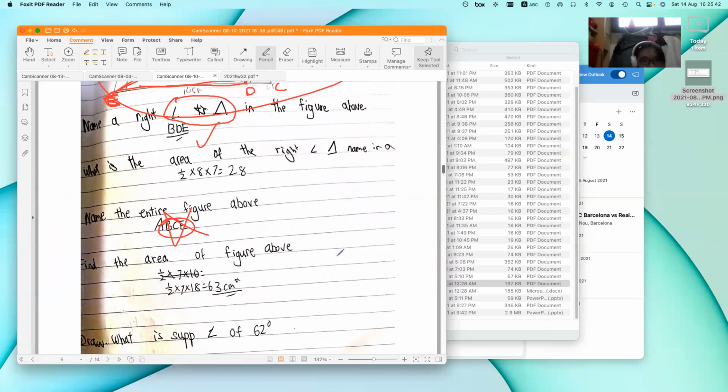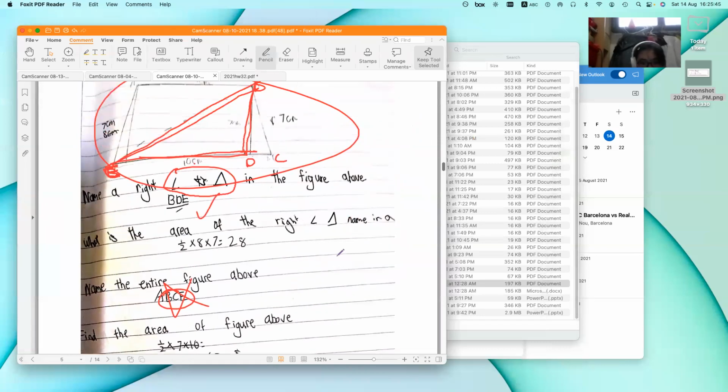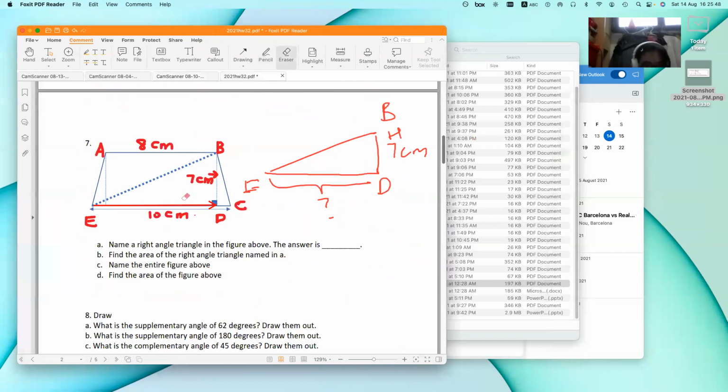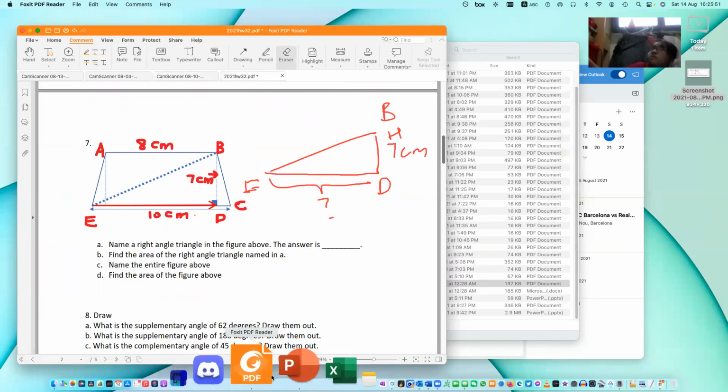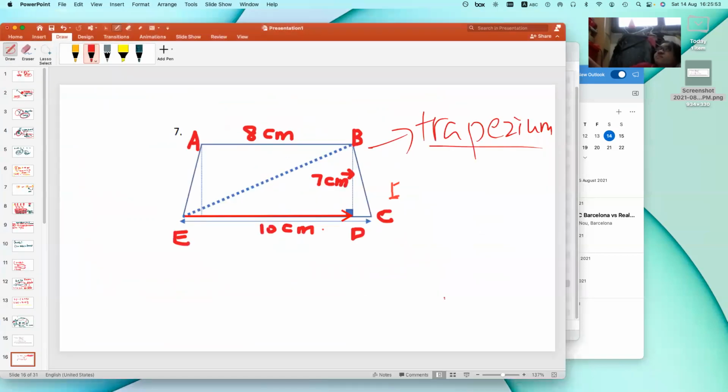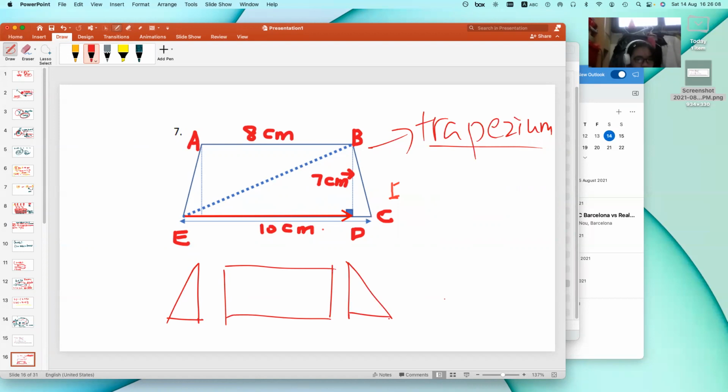So the total area of the figure above, how do you find the total area of this figure? What strategy do you use? You can do it this way. You extract it out first. Do it one by one. You still remember this strategy? Yeah. The strategy is called divide and conquer. That means you divide the entire figure into familiar shapes.